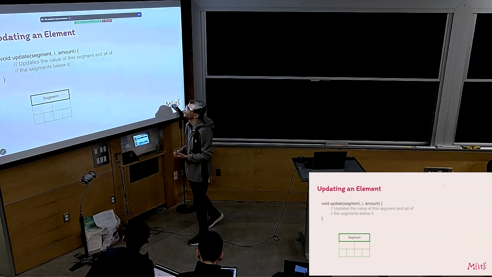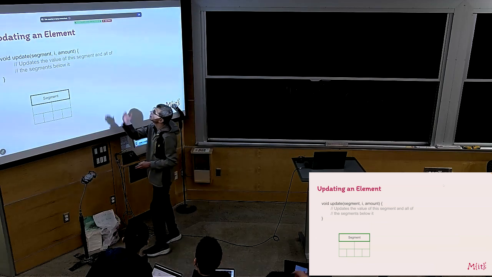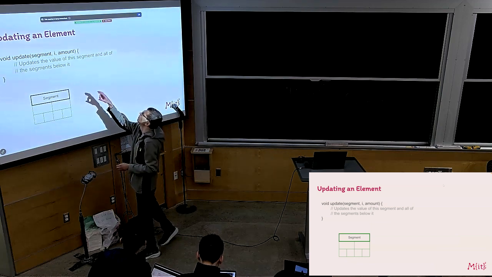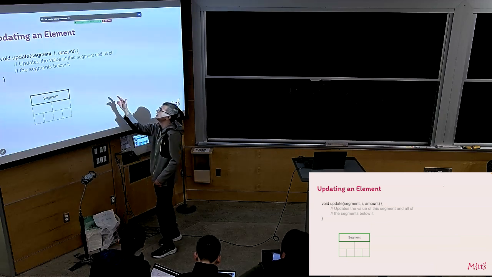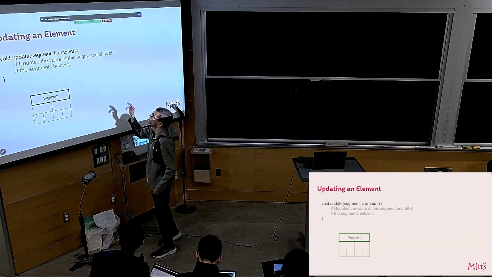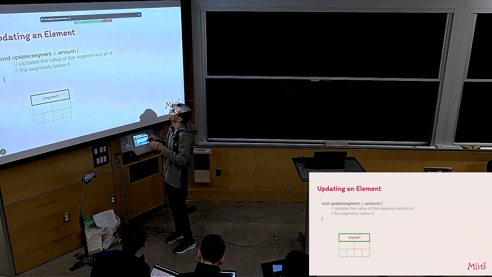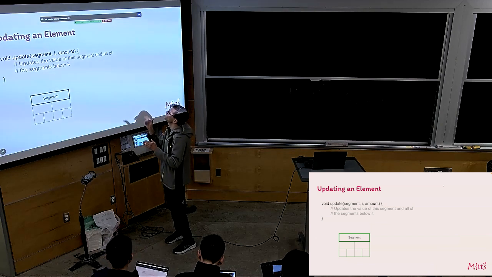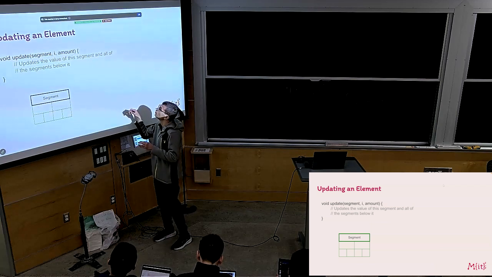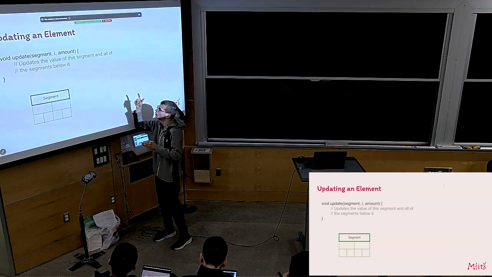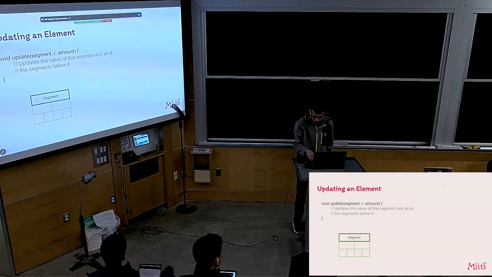It's very similar to the query implementation. So basically the parameters will again be a segment, some index, I should call that something else maybe, but let's call it I, and the amount that I want to change it to. So the way I define this function is that I want to update the value of this segment and all of the segments below it, and I am changing the value of the array at index I to the value amount.